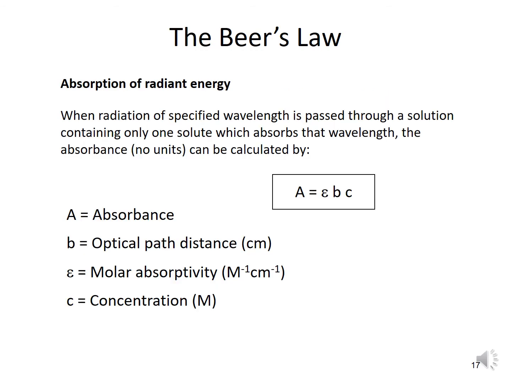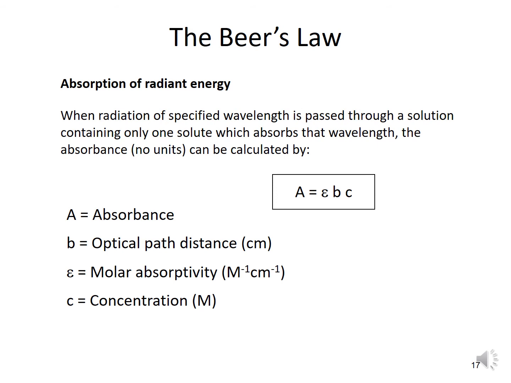So here, now we go for the Beer's law. By the time we want to understand the Beer's law, we need to understand the absorption of radiant energy. When there's a radiation at a specific wavelength, it will have a value of absorbance, but without the units. It can be calculated by using A equals epsilon times B times C.